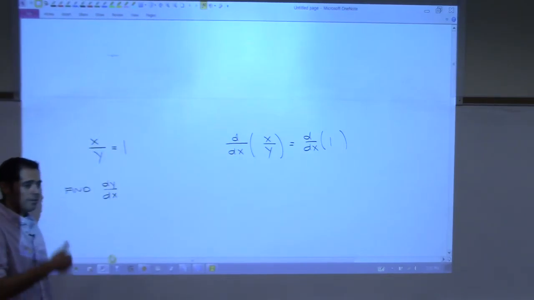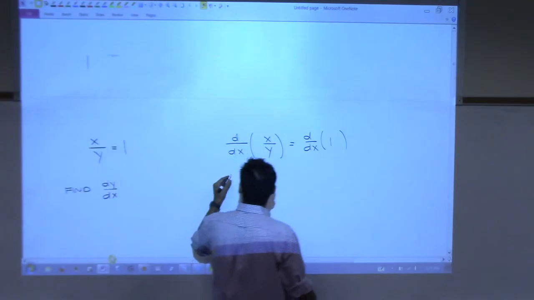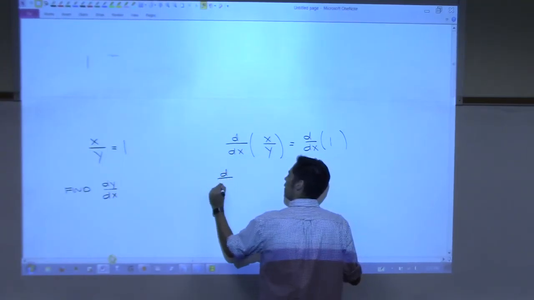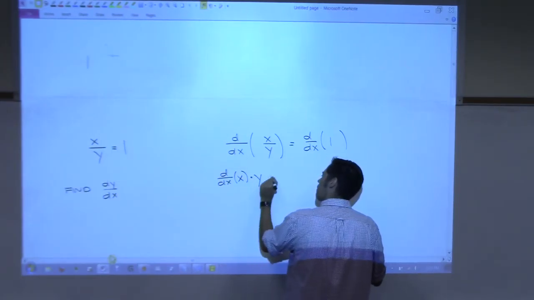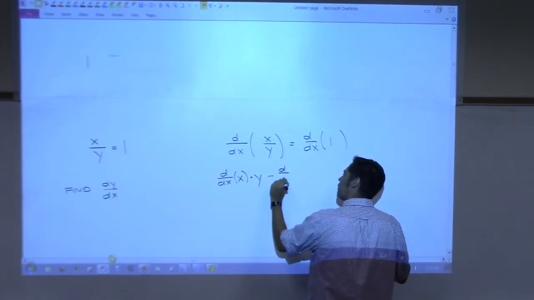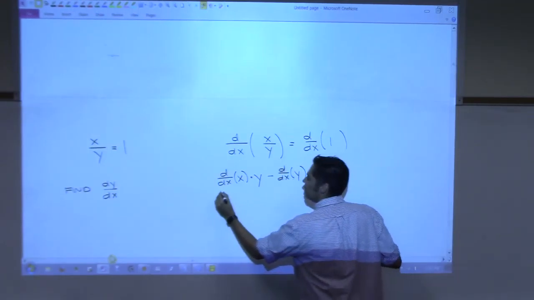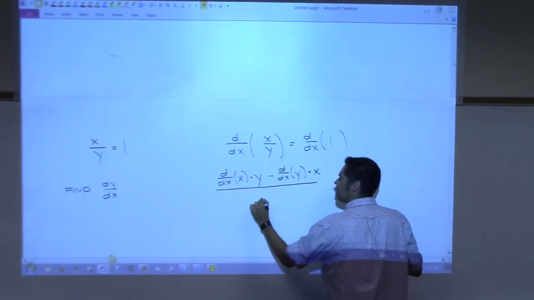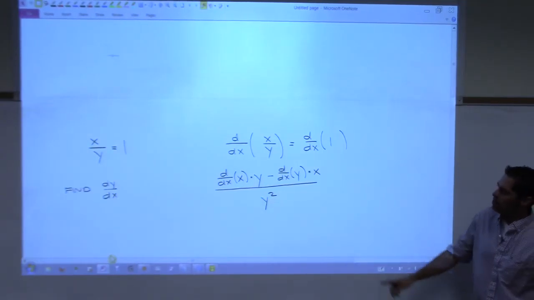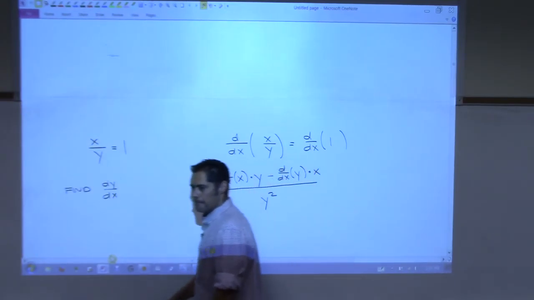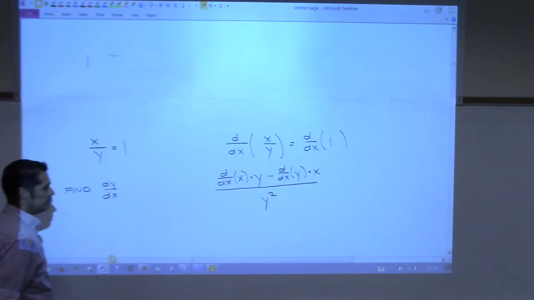Quotient rule? Derivative of the top times the bottom, minus the derivative of the bottom times the top, all over the bottom squared. So the derivative of the top times the bottom minus the derivative of the bottom times the top, all over y squared. And notice my derivatives are with respect to x. Equals 0.